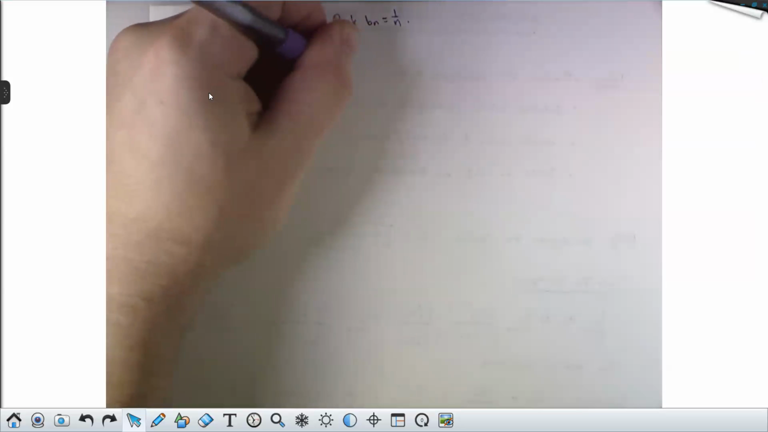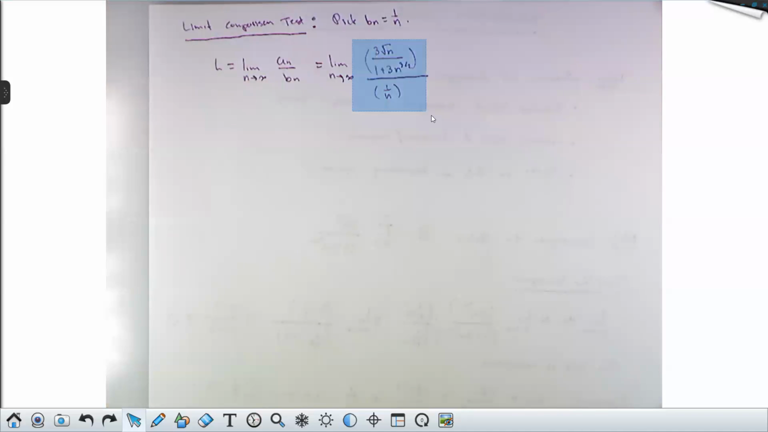And then we compute that limit. The limit of the an's over the bn's. This is the limit as n goes to infinity of 3 square root n over 1 plus 3 n to the 3 halves, divided by 1 over n. And I know you guys are Calc 2 students, I shouldn't need to say this, but please be careful with your fractions. Remember, division is not commutative, and it's not associative. It's a weird operation, so the parentheses really matter. You need to understand what's the big fraction and what are the little fractions.